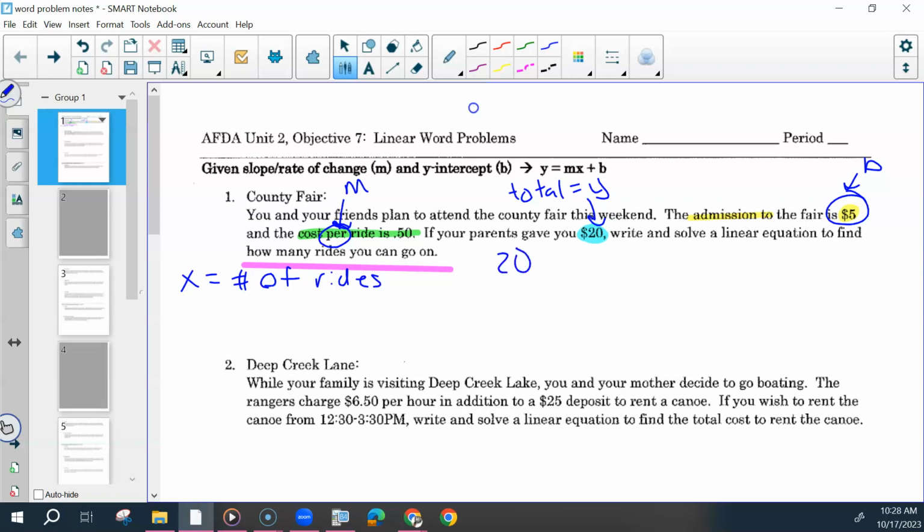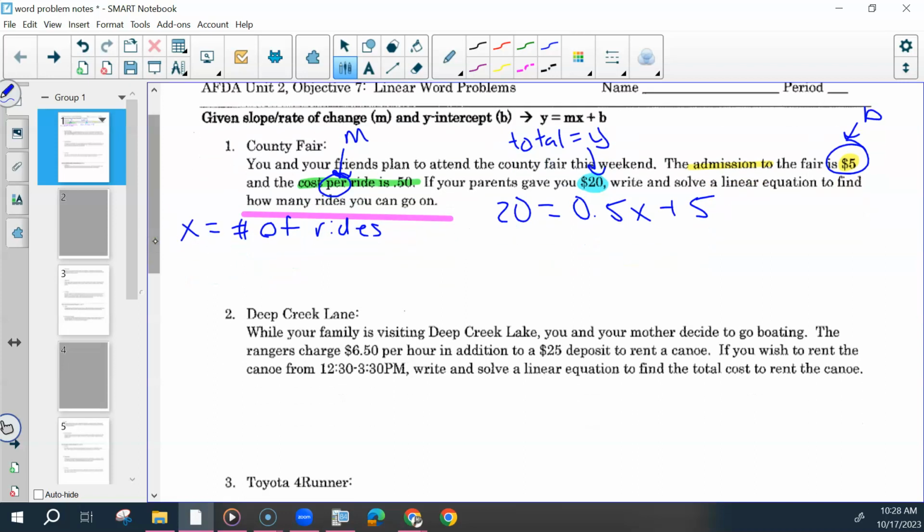Our Y is going to be 20. Our M, 0.50 or 0.5. Don't know what X is, that's what we're trying to find. So that stays X. And then total, we would be adding, so plus 5. Now we have our equation. Now we can solve it. How would we solve it? How could I get X by itself? Sure. Subtract 5 from both sides, so we have 15 equals 0.5x.